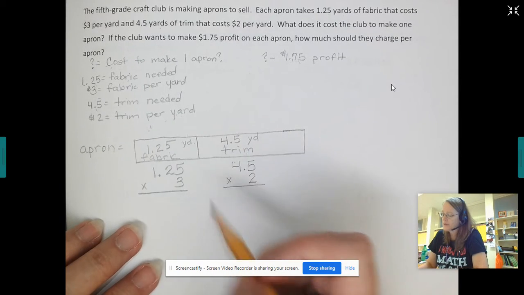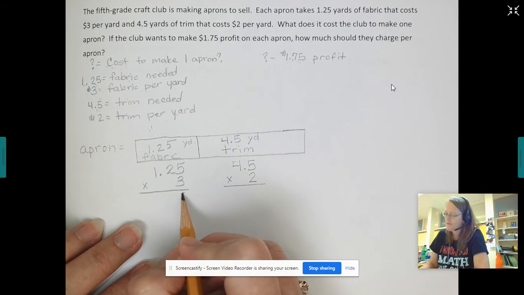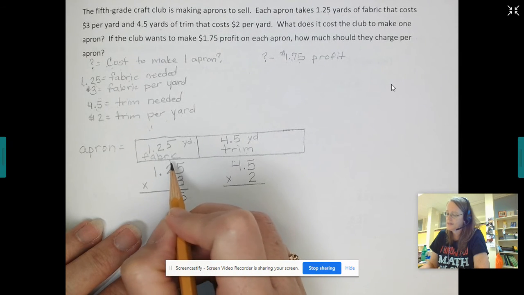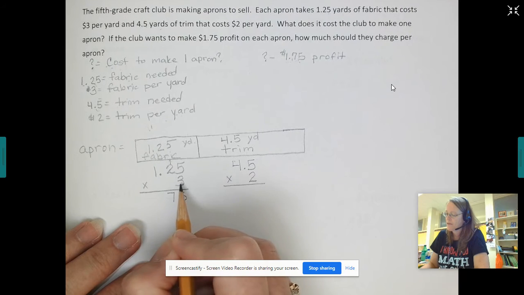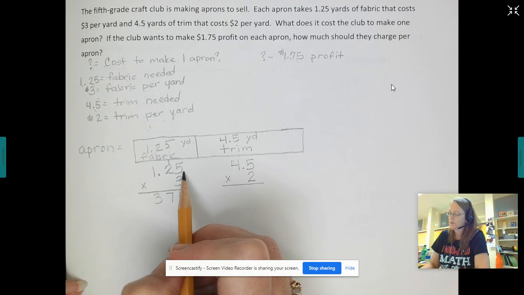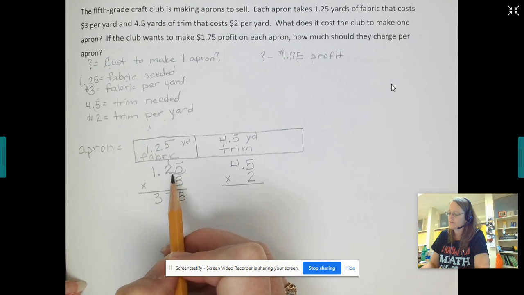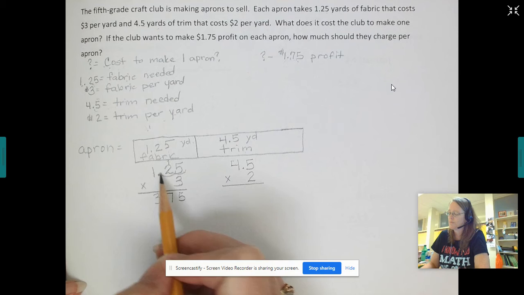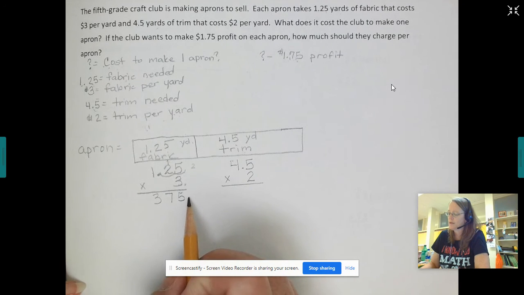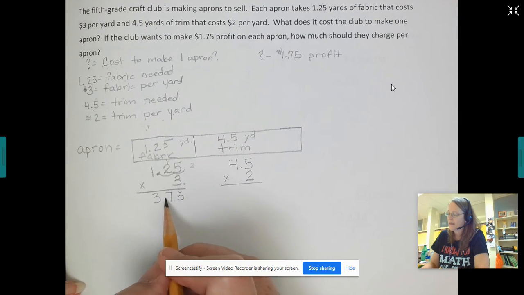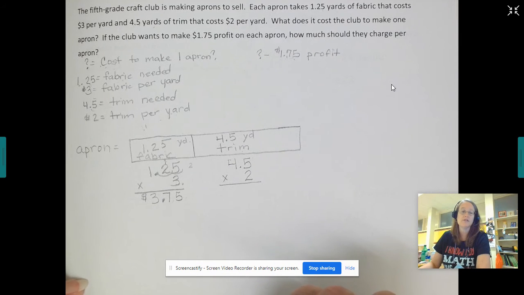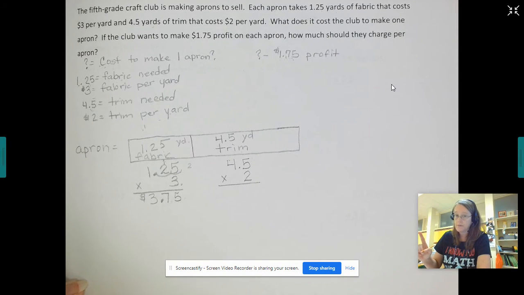So let's do some multiplication. 3 times 5 is 15. Put down the 5, carry the 1. 3 times 2 is 6, and 1 more makes 7. 3 times 1 is 3. Count the number of times the decimal moves in the factor, or in both factors. It moved 2 times here. It didn't move at all there, so it's going to move 2 times here. 1, 2. The fabric costs $3.75 to make one apron.